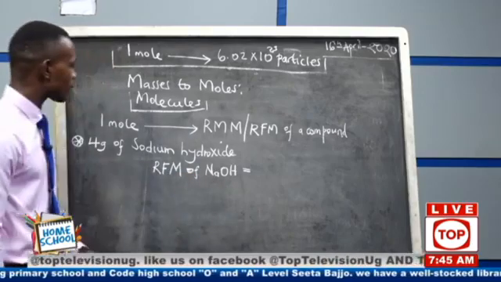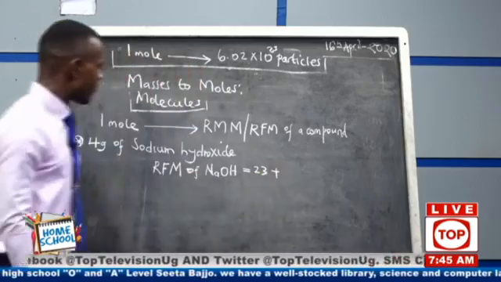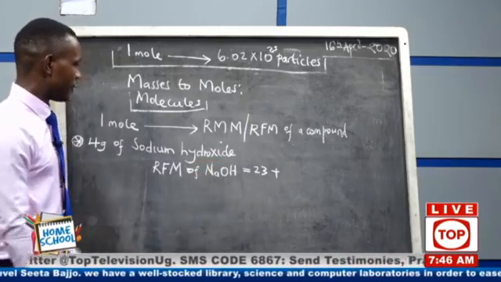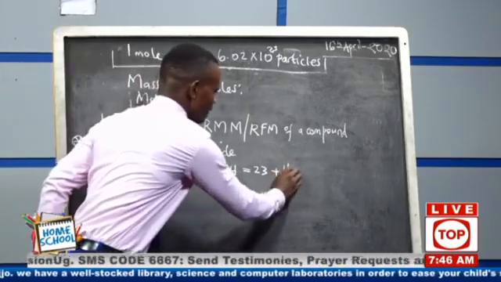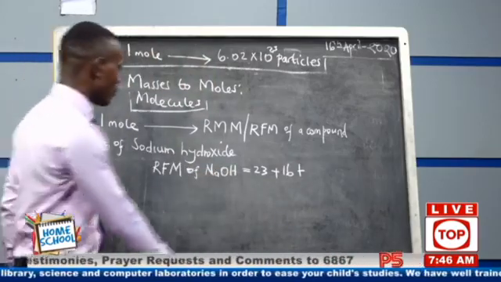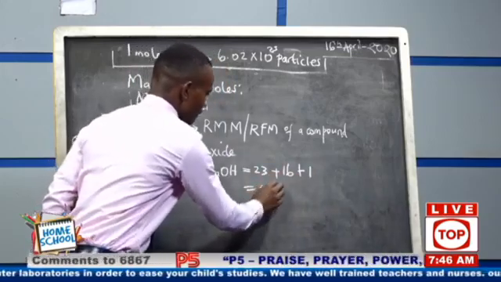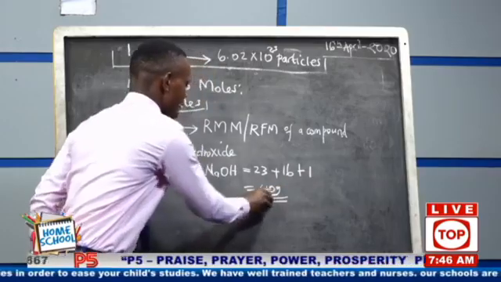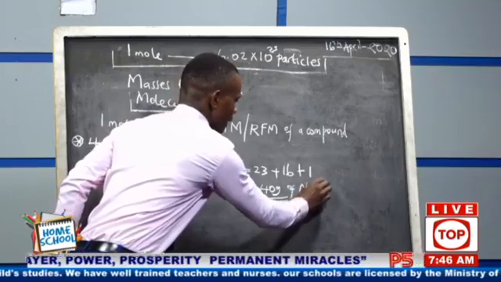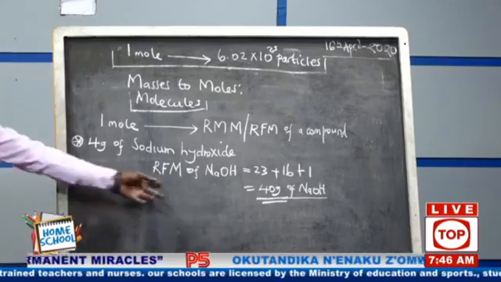We say how many atoms of sodium are there. It is 1. That means that is 23 alone. Plus, how many atoms of oxygen? It is 1. 1 times 16, that means you have 16. Plus, how many atoms of hydrogen? There is 1. 1 times 1, get 1. Then, when you add up, you get 40 grams of sodium hydroxide. And that one will appear to be the relative formula mass.